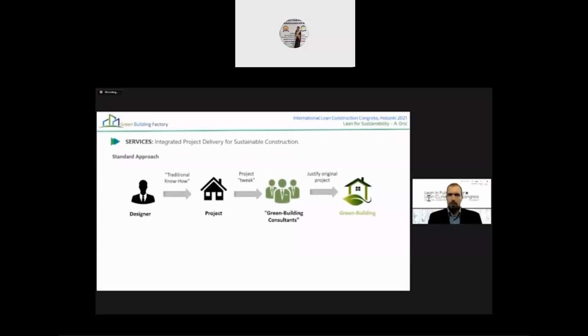Going back to what we just said, we have the standard approach where you have the designer, the traditional know-how, the project, and then the green building tweaks or the consultants.